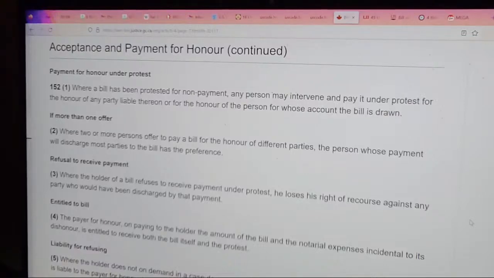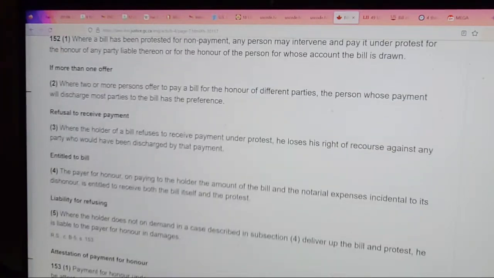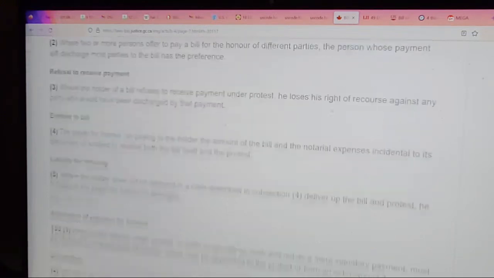152.1. Where a bill has been protested for non-payment, any person may intervene and pay it under protest for the honor of any party liable thereon, or for the honor of the person for whose account the bill is drawn. If more than one offer, 2. Where two or more persons offer to pay a bill for the honor of different parties, the person whose payment will discharge most parties to the bill has the preference.